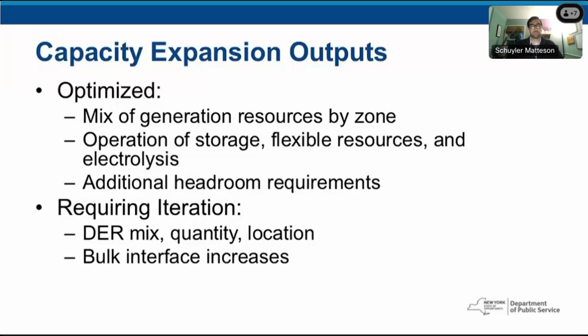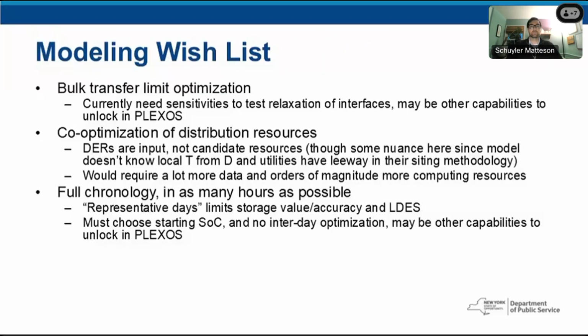What does that load shape look like in those different areas, and how does that change the mix of resources built? Bulk interfaces, I think Plexos actually has this capability, but right now we are just doing sensitivities, relaxing certain bulk interfaces, seeing how the grid mix changes, and seeing if we can zero in on where the highest congestion and pain points are in the New York State transmission system.